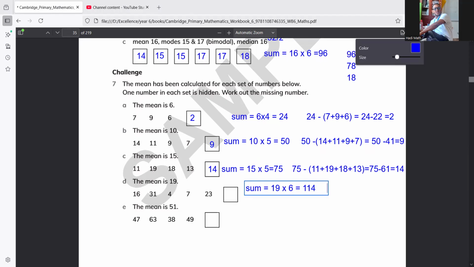To find the one missing number, you'll say 114 minus all the given numbers. The given numbers are 16 plus 31 plus 4 plus 7 plus 23. Go and collect them. That will be 114 minus, go and add. 16 and 4 will give you 20. 20 and 31 will give you 51. 51 and 30 will give you 81. So minus 81. Go and subtract.